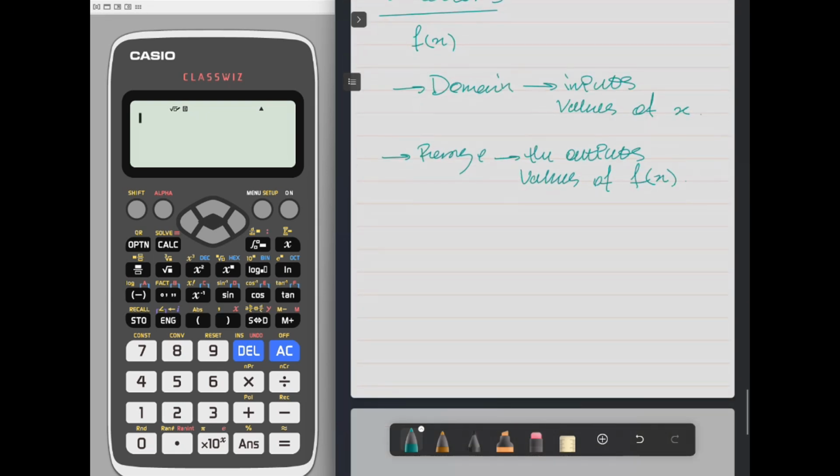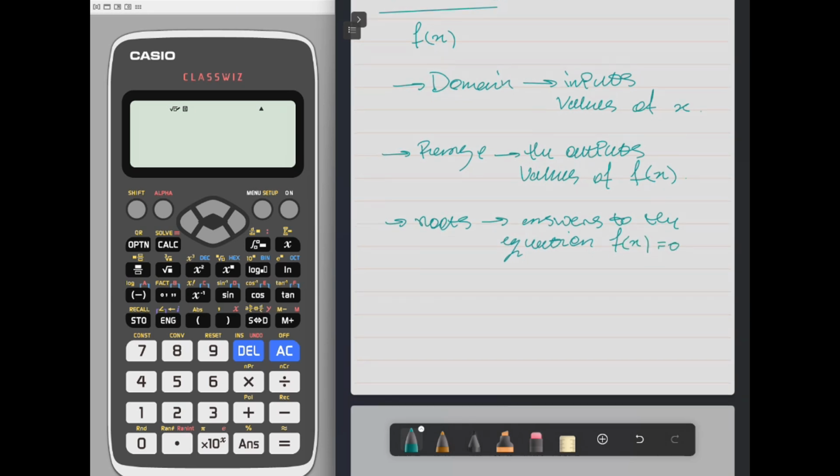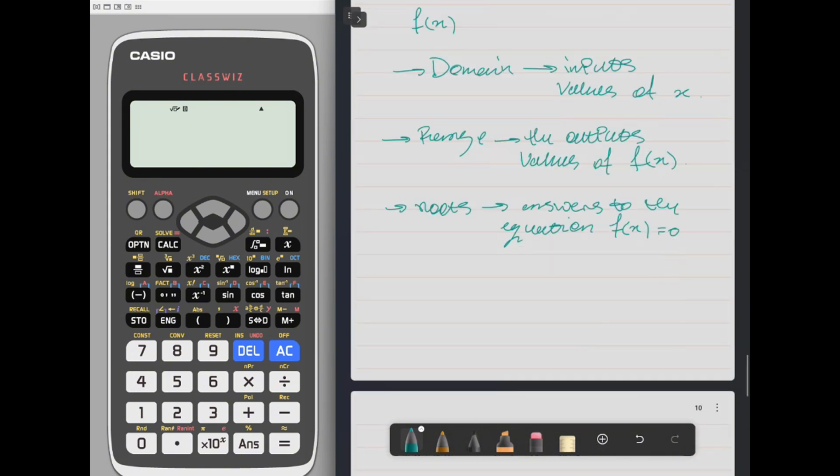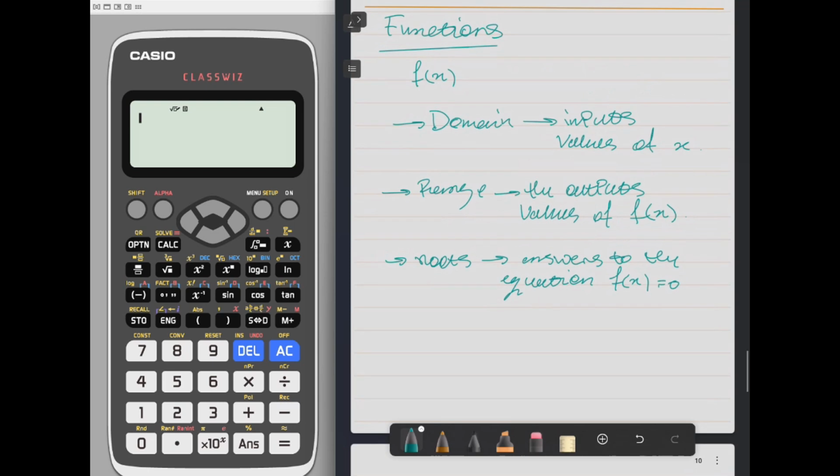and you will have roots: answers to the equation f of x equal to 0. So simple, right? You will have roots, you will have domain, you will have range.